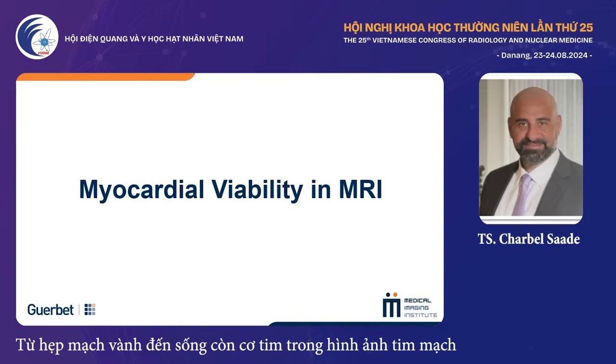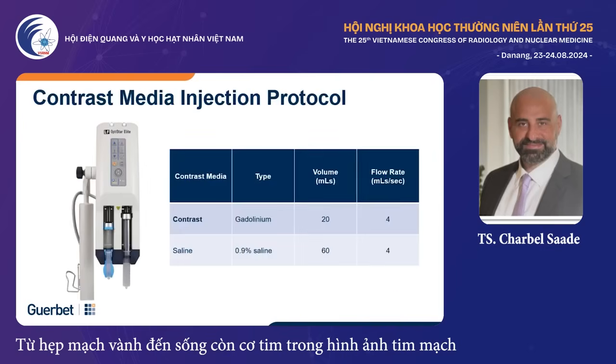So let's talk about myocardial viability now and go into a little bit of protocol, and let's get into the radiology of it. I'd like to use 20 mils of GAD at 4 mils a second, and I love to use 60 mils of saline. As we know, saline actually gives you more water molecules around the gadolinium molecule, which in turn gives you significant increases in attraction and relaxation between the gadolinium ion and the surrounding water molecules.